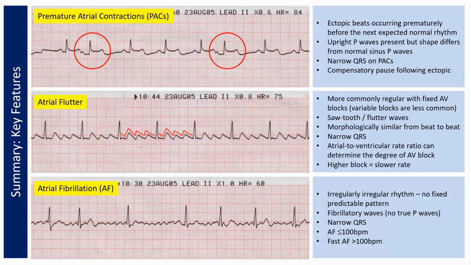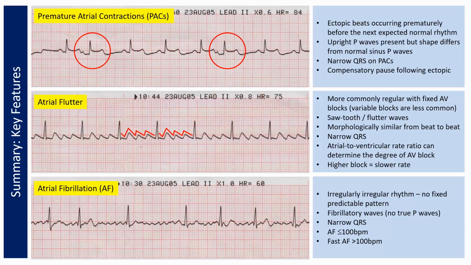Atrial flutters are prominent for their sawtooth flutter waves. They are commonly regular with fixed AV blocks, but may also present as an irregular rhythm with variable blocks under rarer circumstances. They are different from AF as their beats are morphologically similar from beat to beat. Because this rhythm originates from the atrium, which is above the ventricles, it will have narrow QRS waves. The degree of AV block in an atrial flutter can be guided using the atrial to ventricular rate ratio calculation.